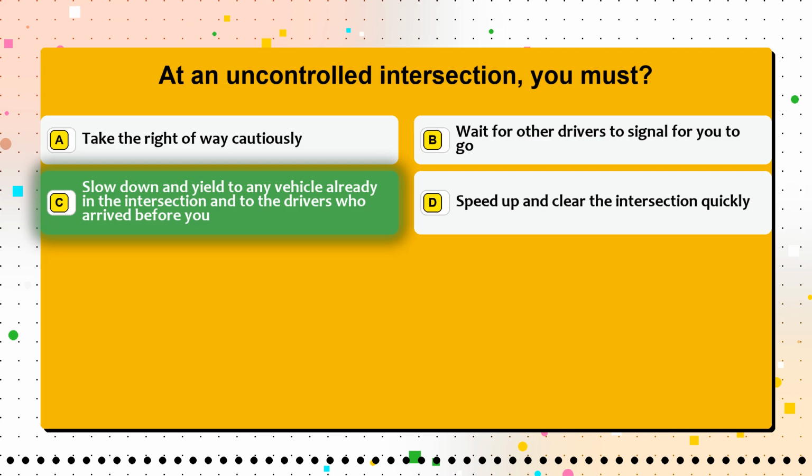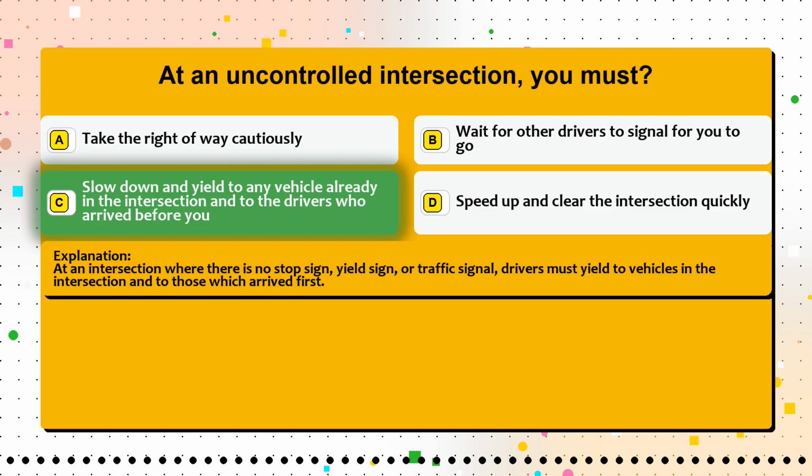The correct answer is option C, slow down and yield to any vehicle already in the intersection and to the drivers who arrived before you. At an intersection where there is no stop sign, yield sign, or traffic signal, drivers must yield to vehicles in the intersection and to those which arrived first.